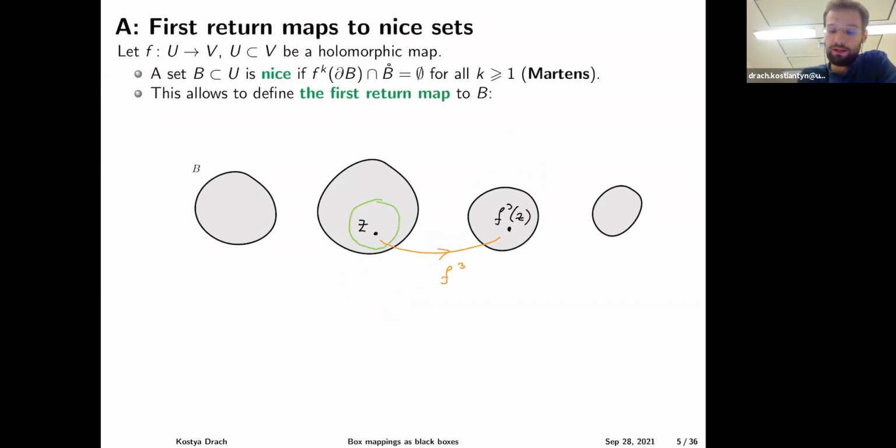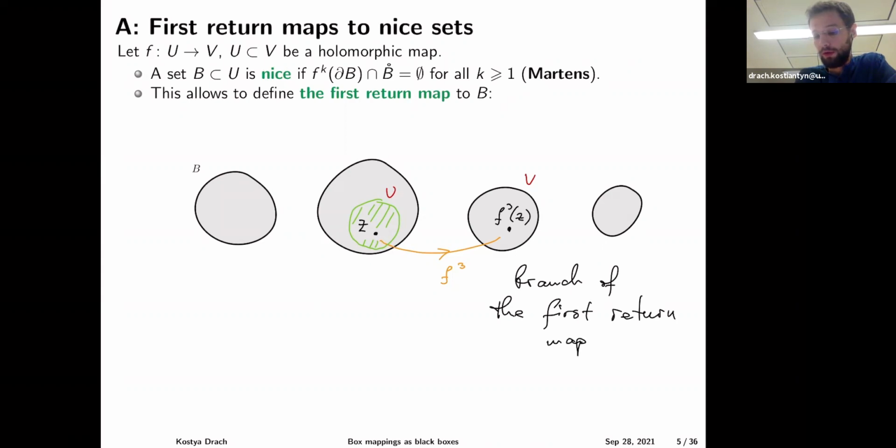And of course, if Z is mapped to this set V here under the third iterate, in the same way, all points in this pullback will be mapped under the third iterate. And in this way, we obtain what is called a branch of the first return map to B. And "first" stands here because we picked this 3 as being the first time under which the orbit of Z landed in B. And in this way, we can consider all possible branches of our first return maps to this set B.